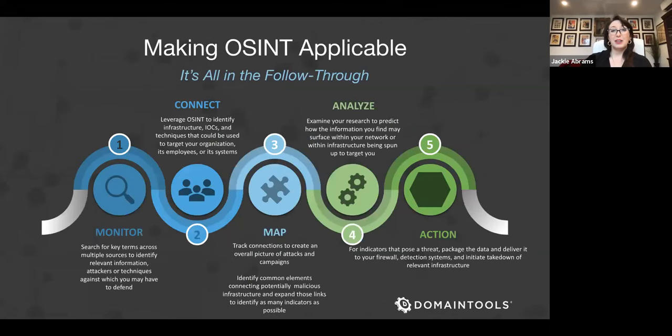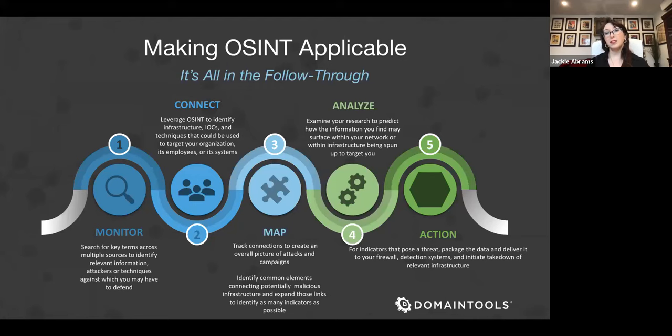And now it's great to talk about open source intelligence, but you can really extract a lot of value from it in terms of making it actionable and applicable to network defense. So once you're monitoring for relevant information, the next trick is to identify the infrastructure, the IOCs that could be used to actually target your organization. And then you want to track and map those connections to create an overall picture of attacks and campaigns. Look for common elements that could connect malicious infrastructure, and then expand that, pivot through to identify as many indicators as possible.